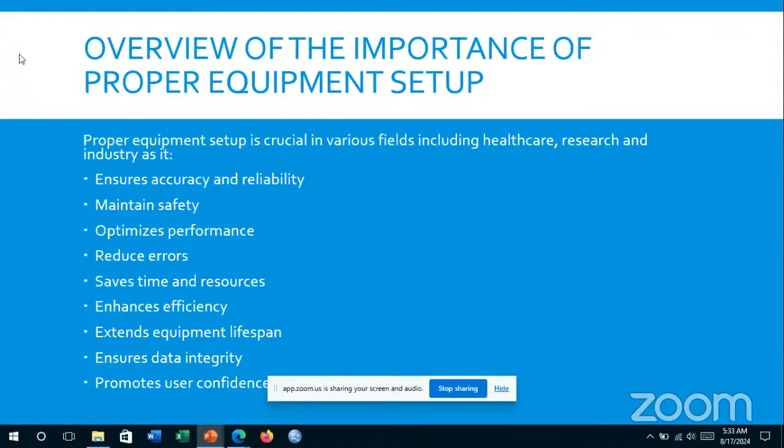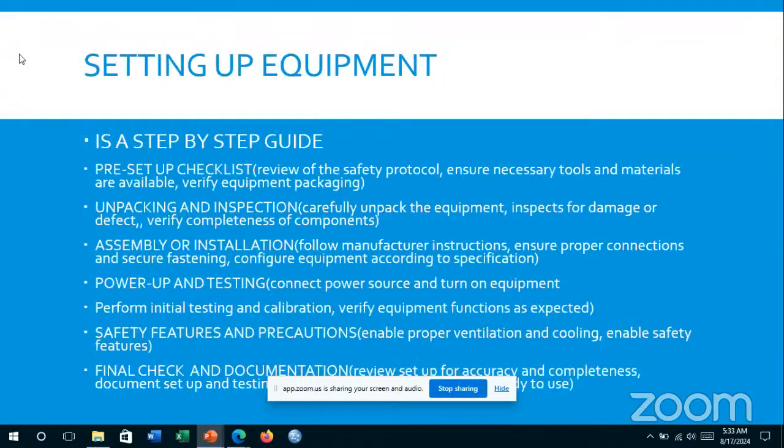Setting up equipment is a step-by-step guide. It's not something you can do at once. To start with, there is what we call the pre-setup checklist. This is the checklist that entails all you need to know about the equipment: review the safety protocol, ensure necessary tools and materials are available, check the components that come with the equipment, and verify equipment packaging.